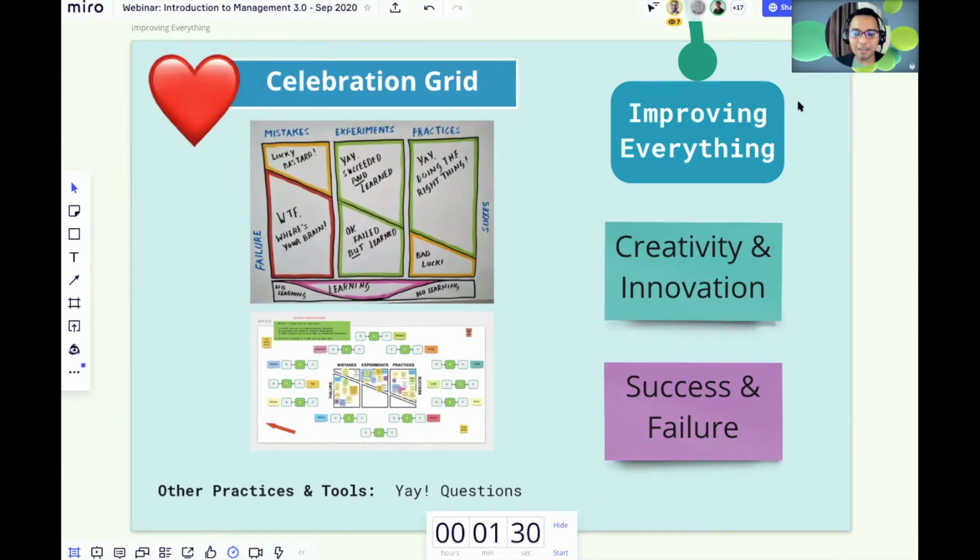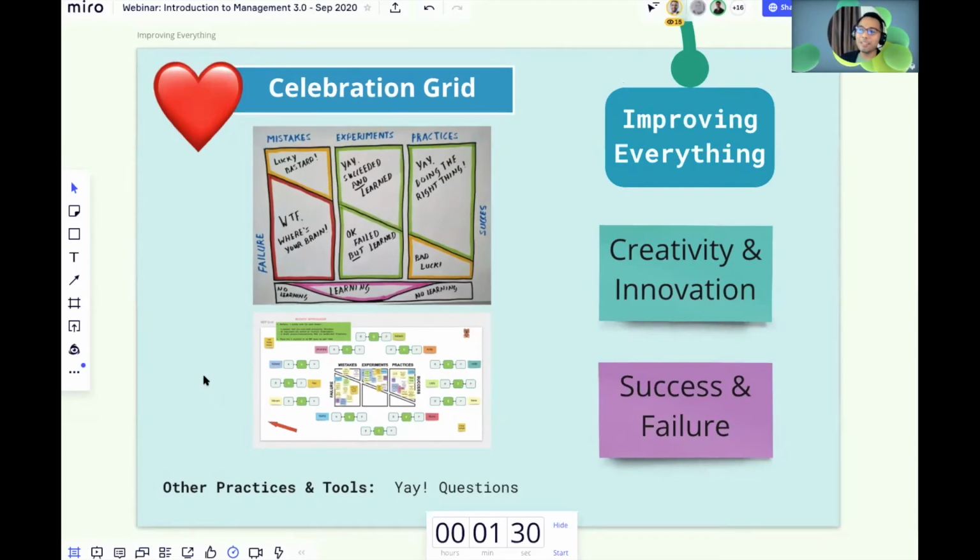So this is a practice called the celebration grid. I don't have time to explain it, but it's a beautiful idea on how we can help the team understand that some of the things we do do not contribute to learning, while some of the other things we do are actually the best teacher that we can have. Again, that is part of the celebration grid conversation.